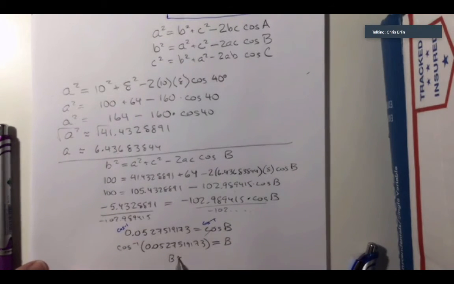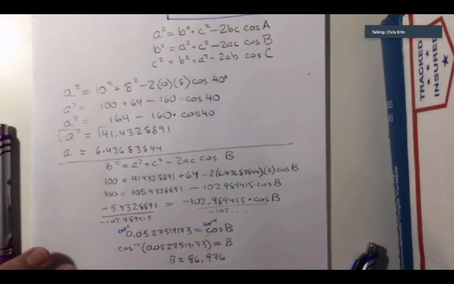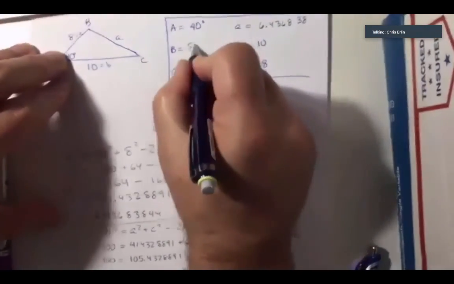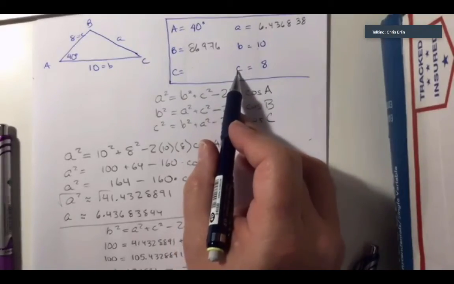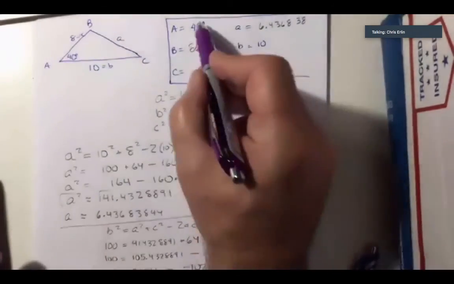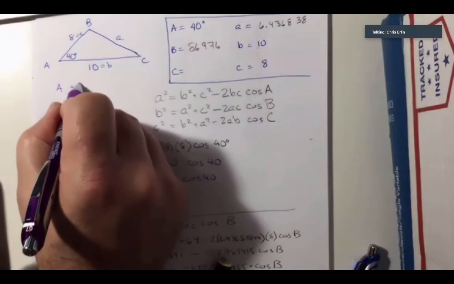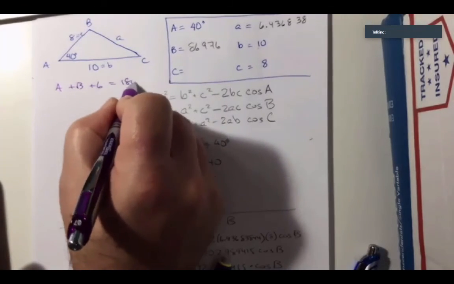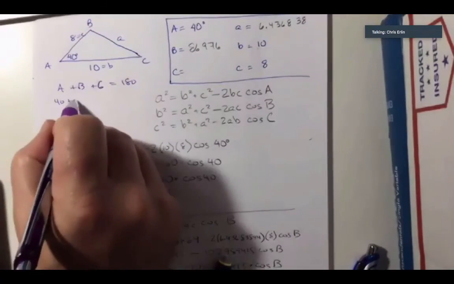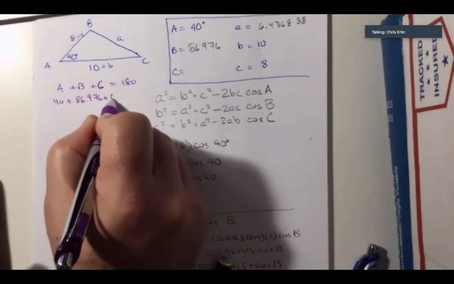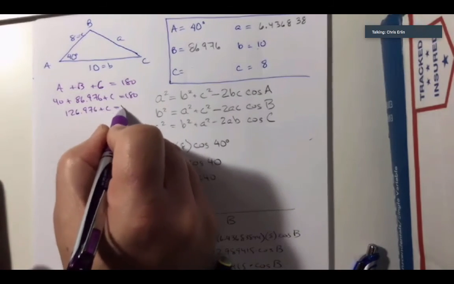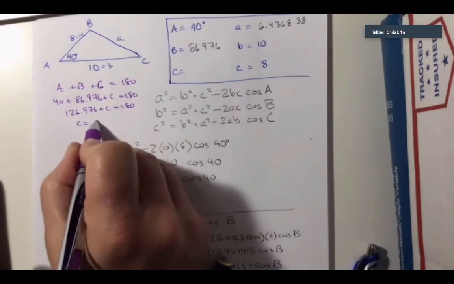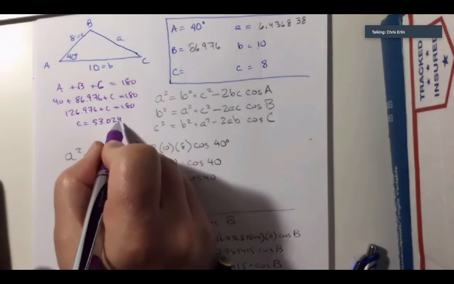So B is approximately equal to 86.976. Now I can add that back into my value up here. And although I could continue with law of cosines or law of sines, again, there's a much easier way. I know that all three of these angles add up to 180. So 40 plus 86.976 plus C equals 180. So 126.976 plus C equals 180. So C is equal to 53.024.